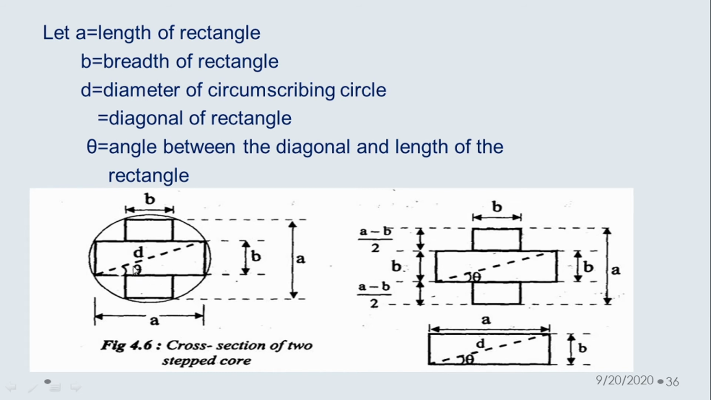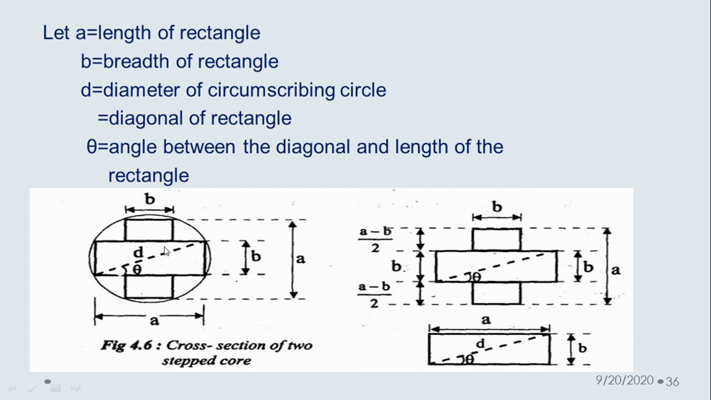The angle made by the diagonal with respect to the horizontal line is taken as theta. So here A is the length of the rectangle, B is the breadth of the rectangle, and D is the diameter of the circumscribing circle.